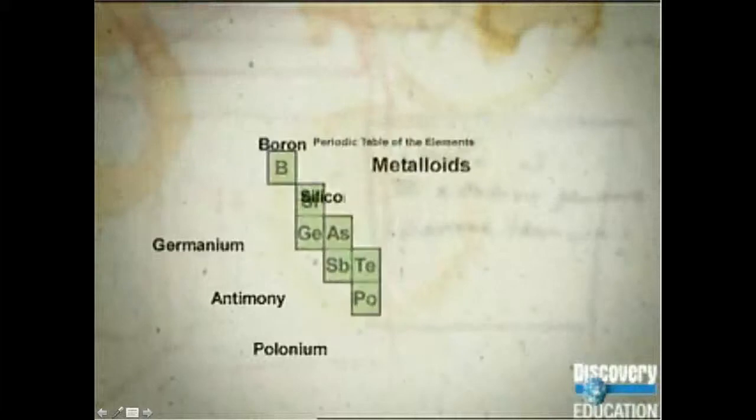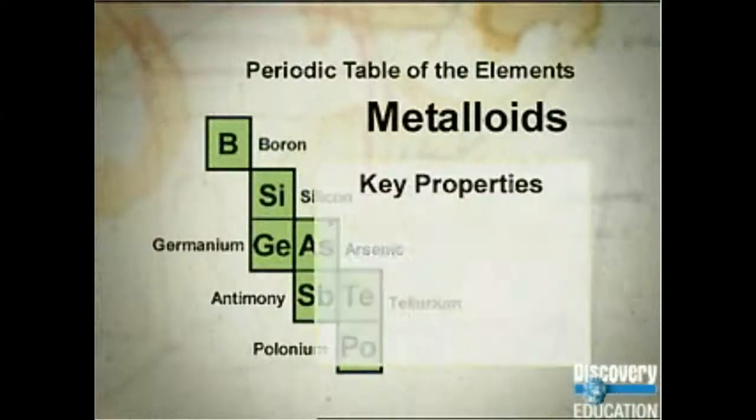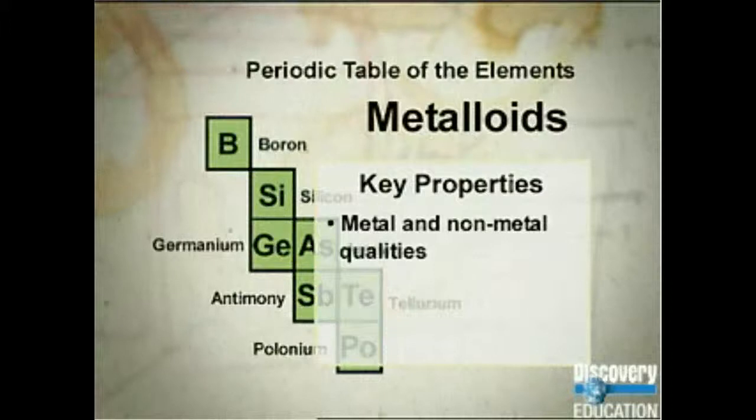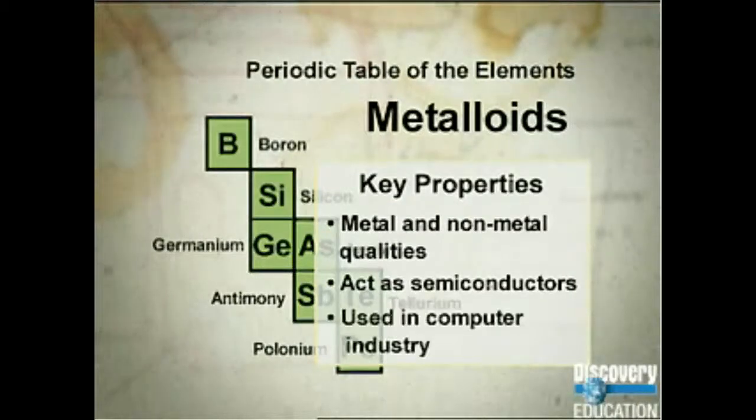Can explain things better. The metalloids reside between the metals and nonmetals on the periodic table. They exhibit some qualities of metals and nonmetals. Many metalloids act as semiconductors by behaving as electrical insulators at room temperature, but electrical conductors when heated. This property is vital to the computer industry.